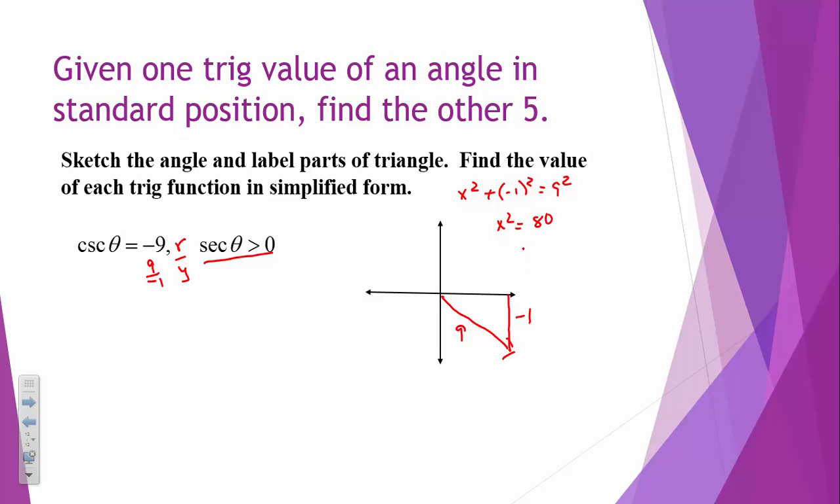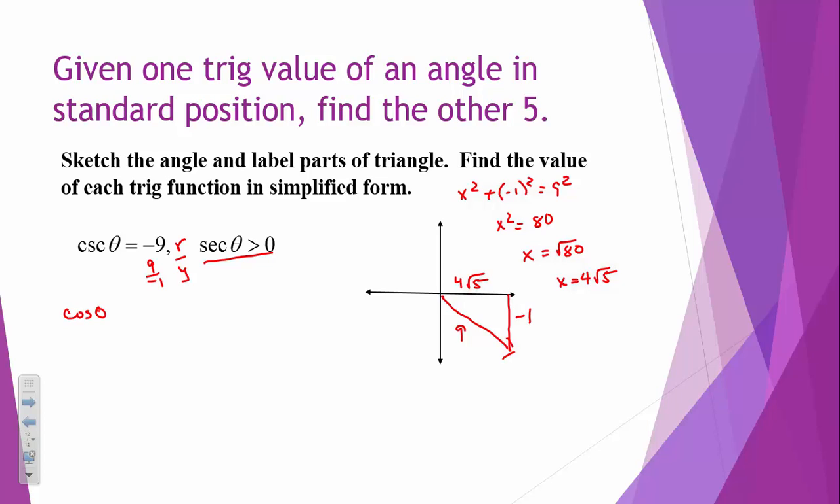So x is going to equal the square root of 80, which reduces to, let's see, 80 is 16 times 5. Square root of 16 is 4, so 4 radical 5. That's the x value. And that's positive because it's going to the right, because remember this x could be a positive or a negative number. So if it's going to the right, obviously it's positive. So now I have to find out my trig functions.